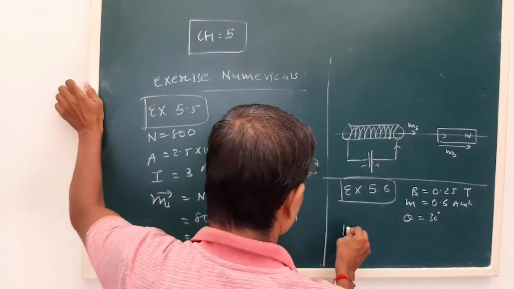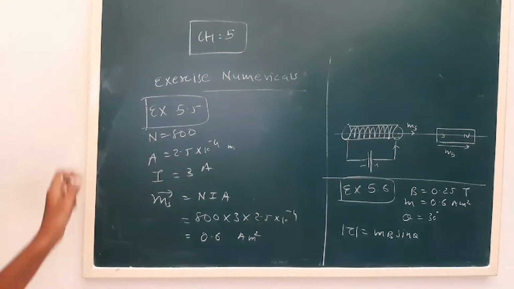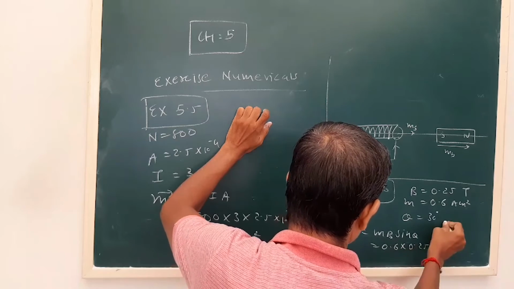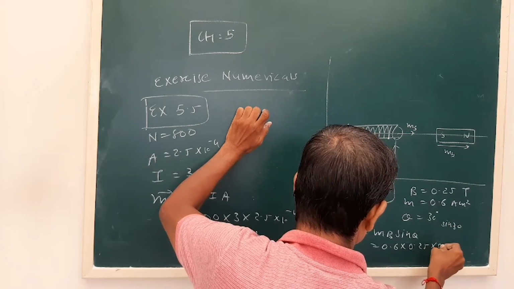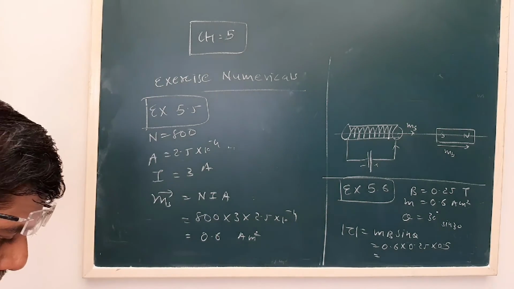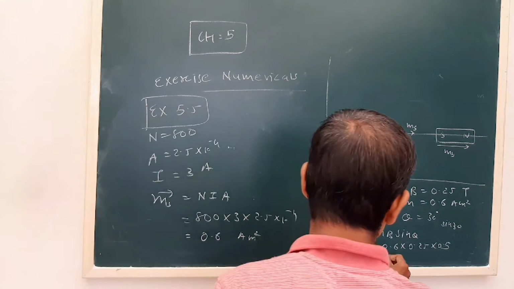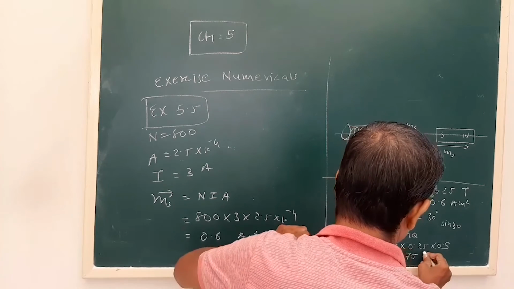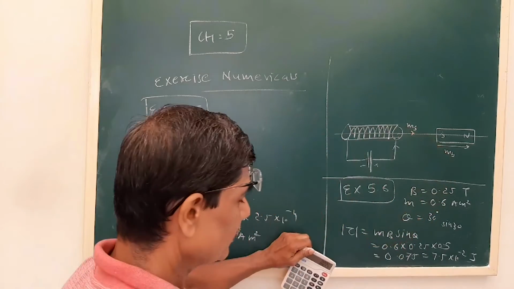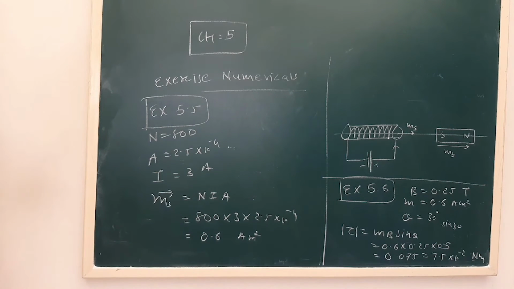So the magnitude of the torque is equal to mb sin theta. M is 0.6, B is 0.25, sin 30 is 0.5. Now we can solve. That is 0.07. The torque unit is Newton meter. So that is the value of the torque.